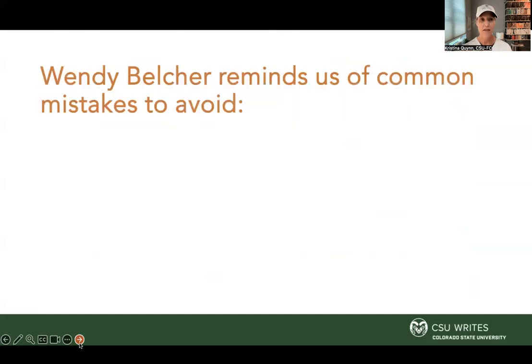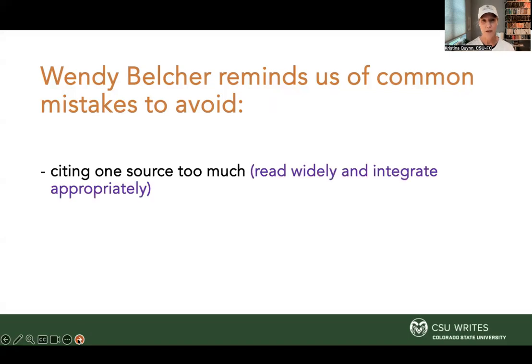All right. So just some reminders on mistakes to avoid. I'm going to give you a list and then we'll wrap up and talk a little bit. But Belcher reminds us that when we're writing our literature review there are certain things that we don't want to do. You don't want to cite one source too much. You want to make sure that you read widely and integrate appropriately.